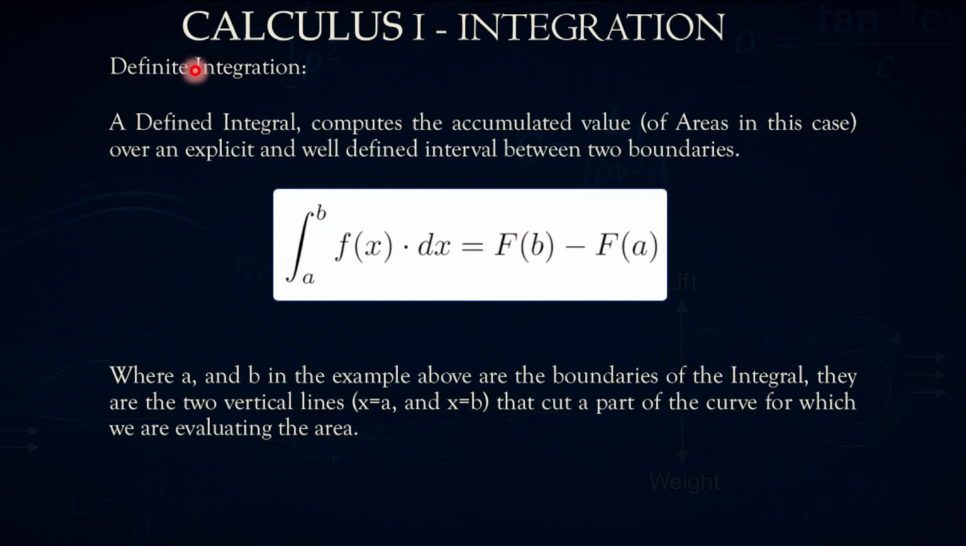As for the definite integral, it computes the accumulated value of areas, in this case, over an explicit and well-defined interval between two boundaries, or two bounds. Like here, the integral, or sum, from a to b of f(x) dx equals F(b) minus F(a). Instead of F(x) plus c, it is F(b), where you replace x by b, minus F(a), where a and b in the example above are the boundaries of the integral. They are the two vertical lines, x equal a and x equal b, that cut a part of the curve for which we are evaluating the area.